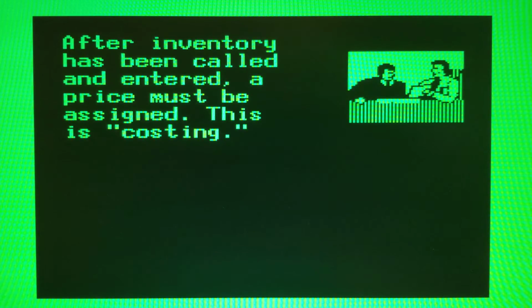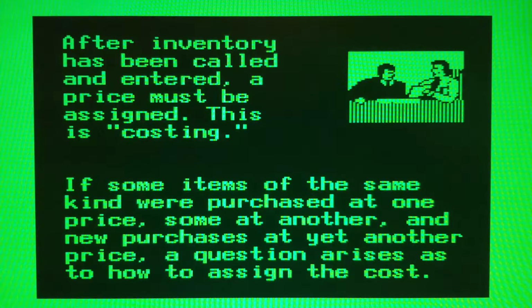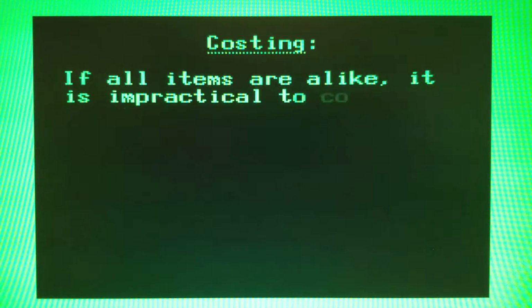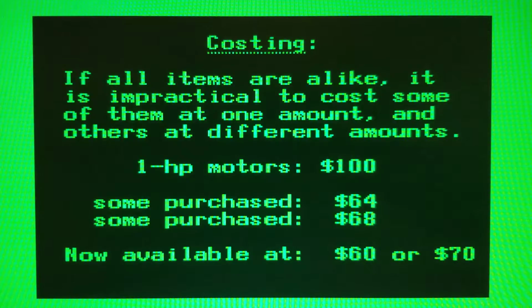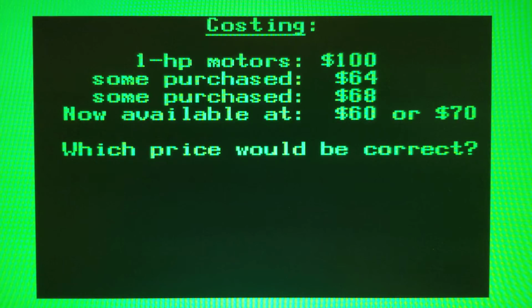After inventory has been called and entered, a price must be assigned. This is costing. If some items of the same kind were purchased at one price, some at another, and new purchases would have to be at still another price, a question arises as to how to assign the cost. If all items of a kind are alike, it is impractical to cost some of them at one amount and others at different amounts. If 1-horsepower motors, which ordinarily sell for $100, have been purchased, some for $64 and some for $68, they may all be priced at $64, $68, or at a weighted average, say $66. Or if they are now available at $60 or $70 from suppliers, competitive or sales considerations might call for the use of one of these figures. Which price would be absolutely correct?